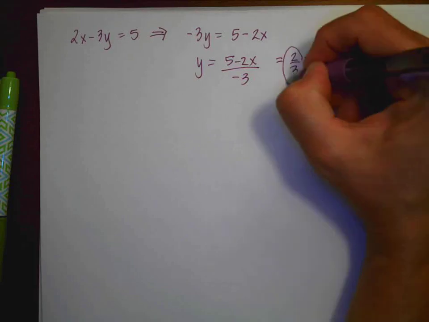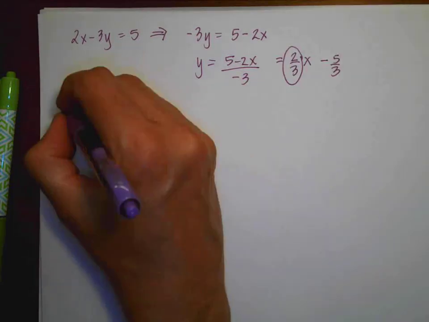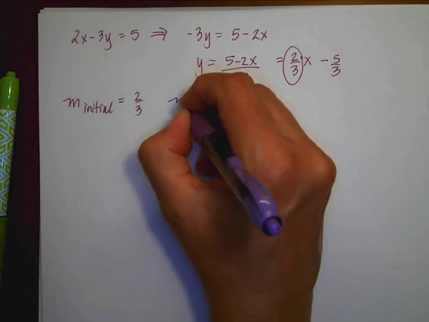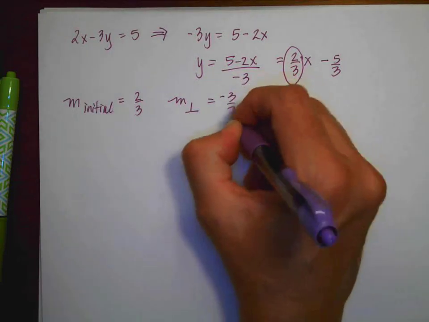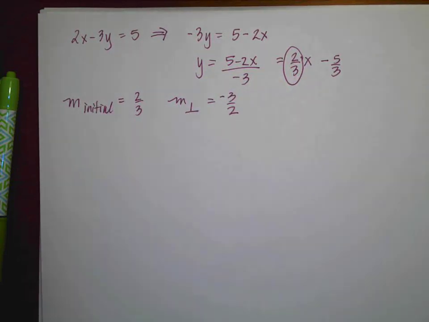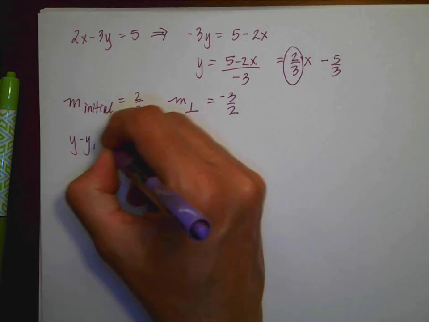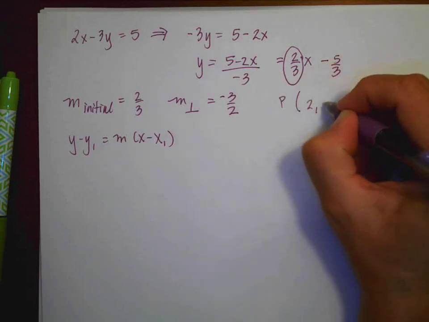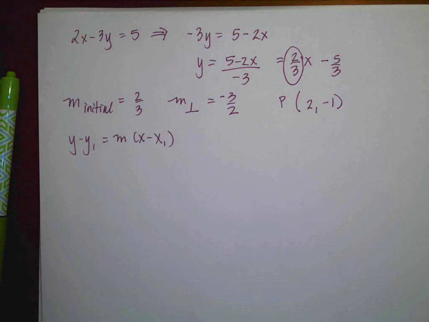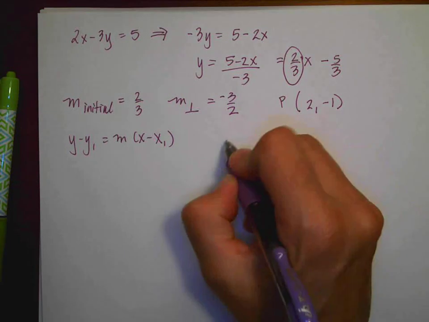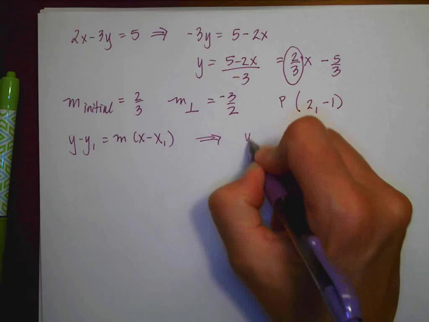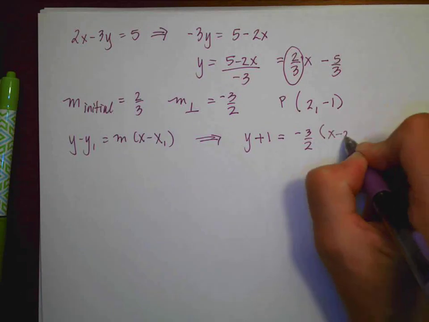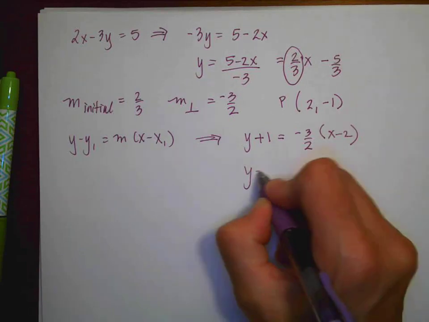All right, so that is the equation in slope-intercept form, and the reason that's important is to find that initial slope. So the initial slope is 2/3, so that means my perpendicular slope is going to be -3/2. And then I'm going to use the point-slope formula, so y minus y1 is m times x minus x1. Remember that the point that the line goes through is (2, -1). Excuse me. So now as I write my equation, I get y plus 1 is equal to my slope of -3/2 times x minus 2.